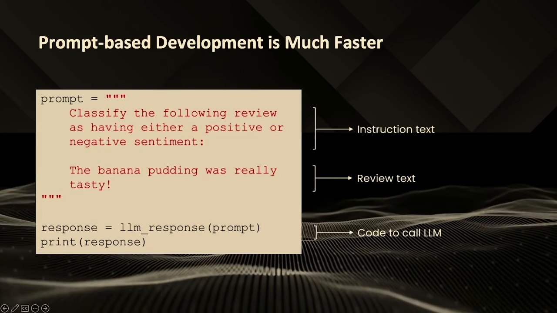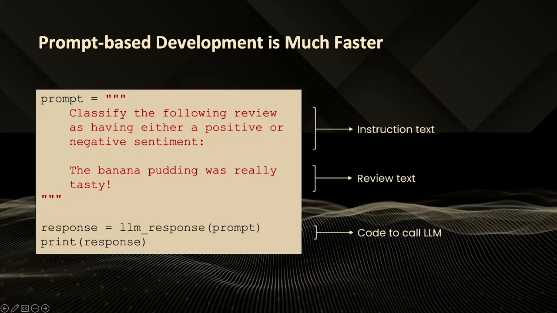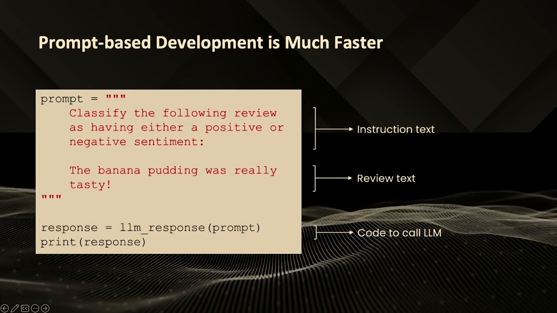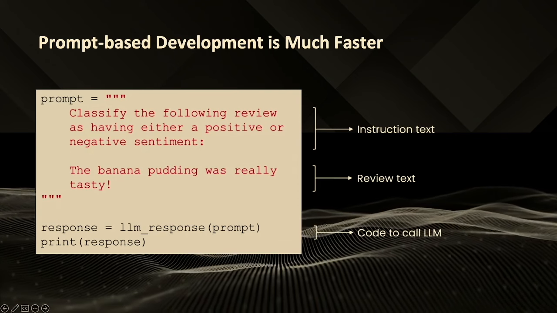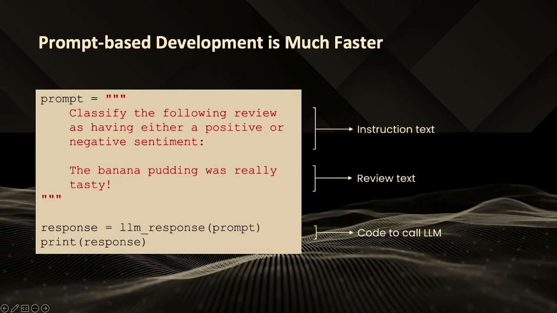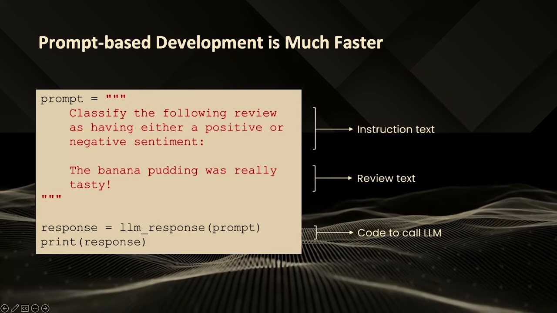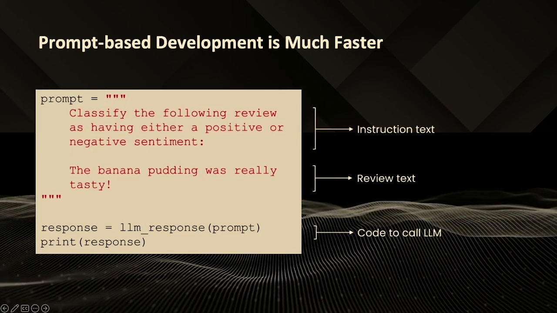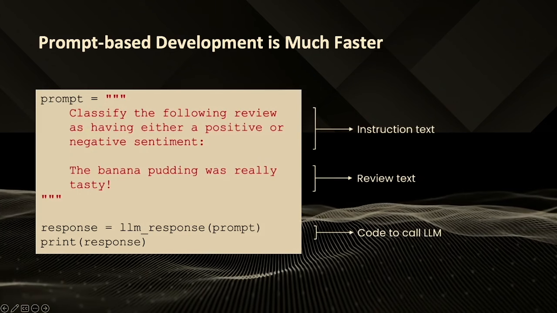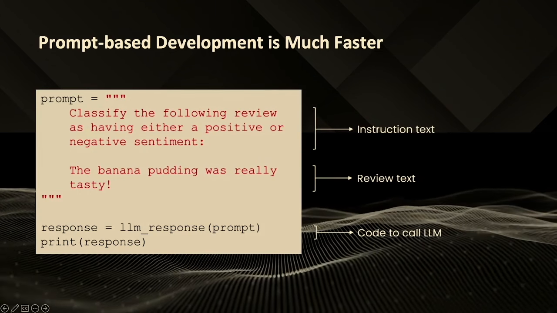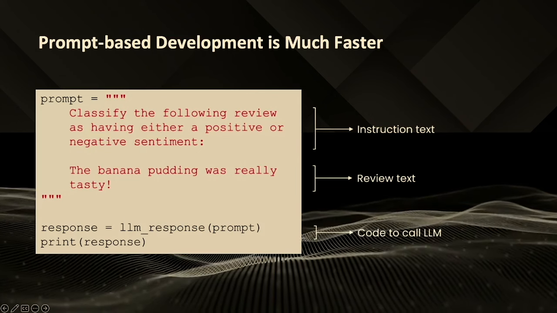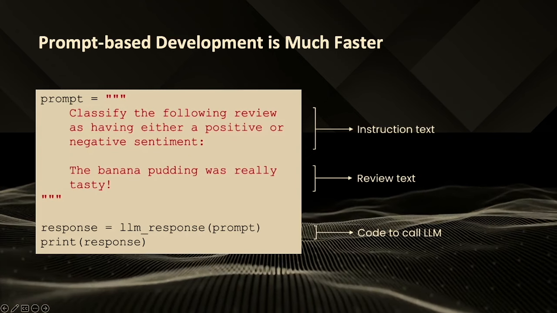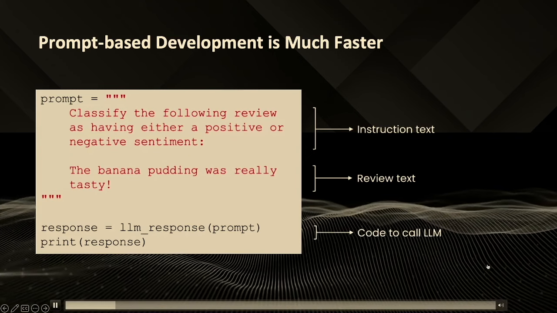So the prompt is a question. It's something to instruct the model how to behave. So we have an instruction text, classify the following review, and then we have the review text. So we put the review in to let the LLM execute the instruction. Then comes the code to call the LLM, and then the response will be printed out.